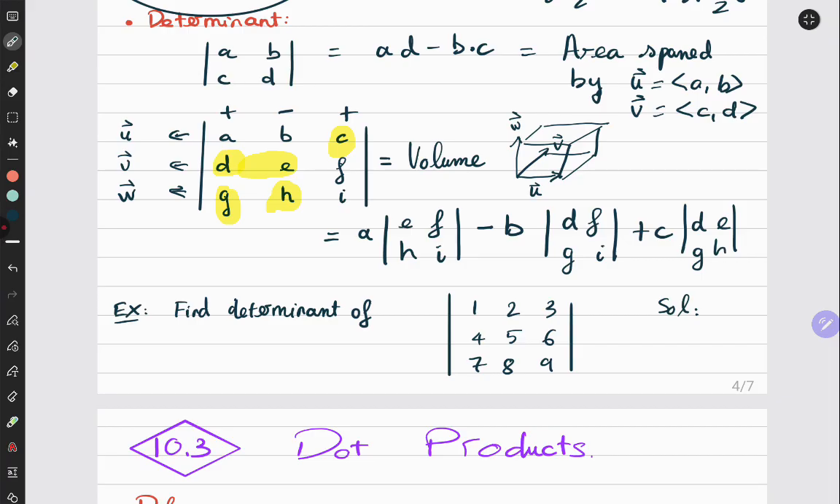And then when you do that, you end up with the volume created by these three vectors, the parallelepiped created by these three vectors, the volume of that object, that thing, not really a cube, but that.